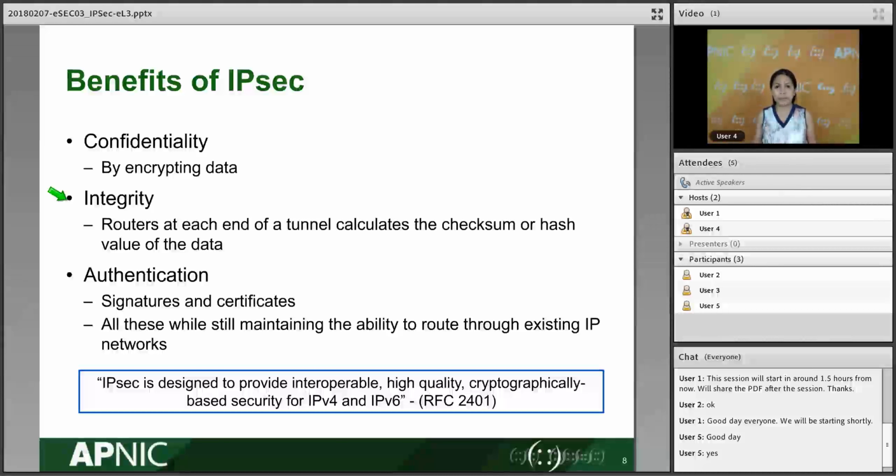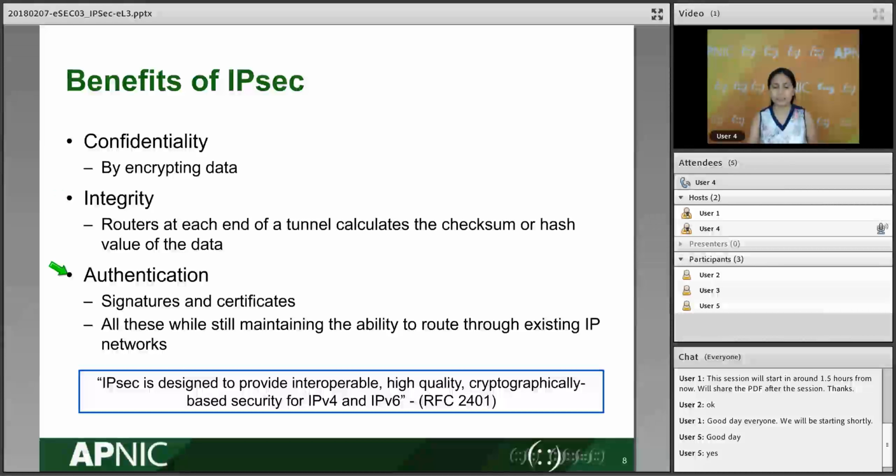So each end of the tunnel has a checksum or hash value, and they're able to verify that the data they receive is correct and that they are indeed exchanging data between the right parties.